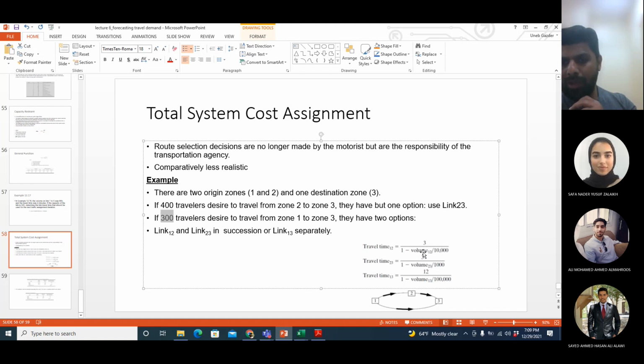and whoever is here will be added here as well, 2 to 3. Out of these 300, some of them will be here and some of them will be here, and whoever is from 1 to 2, he should also be here as well. So 2 to 3 is 400 plus volume 1 to 2, because whoever is going from 1 to 2, he is going to 3. Now you have to decide the division of 300 so that the total travel time from 1 to 3 from both routes is equal.